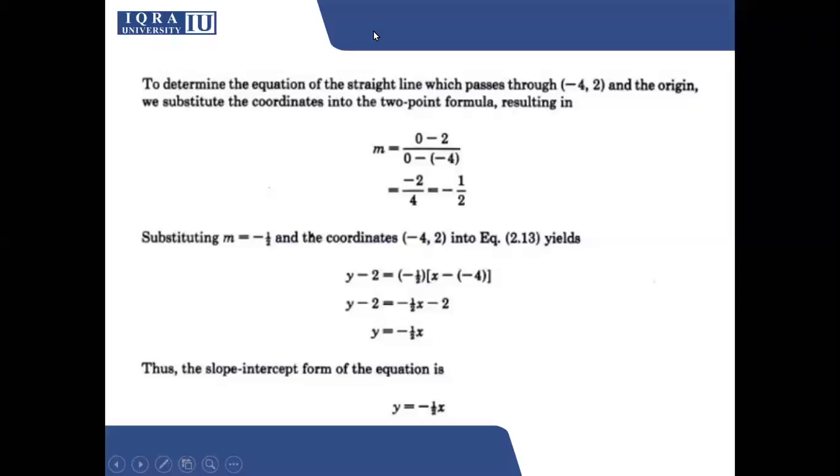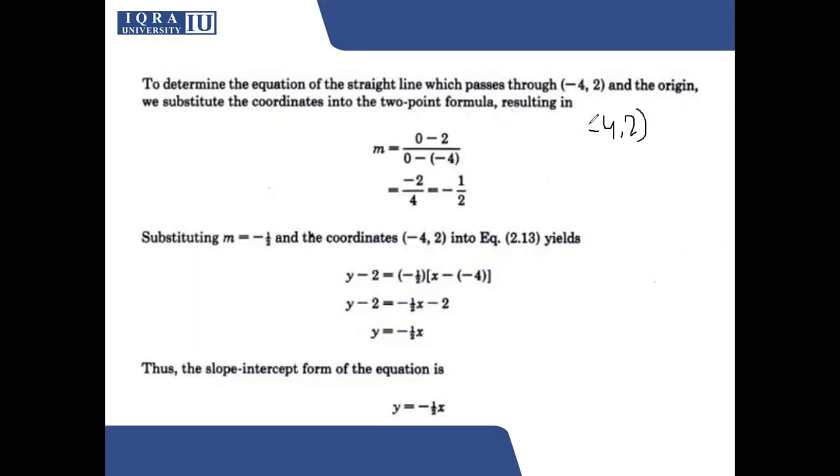This example tells me to determine the equation of the straight line which passes through (-4, 2). So this is the first point, and the origin. You could have some other point as well. Origin basically is, I told you, the center point, and it has the coordinates (0, 0). So we have point number 1 and point number 2 right over here.